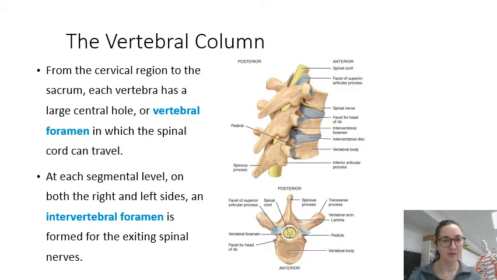Okay, so I already mentioned the vertebral foramen and the intervertebral foramen, but here's a picture where you can see the actual spinal cord running through them. With a bunch of vertebrae stacked one on top of the other, we can see that those vertebral foramen leave space for the spinal cord to run through. We can see the spinal cord coming through the center there. And in these intervertebral foramen, there are spaces for spinal nerves to branch off of the spinal cord and out of that enclosure and get into the rest of your body.